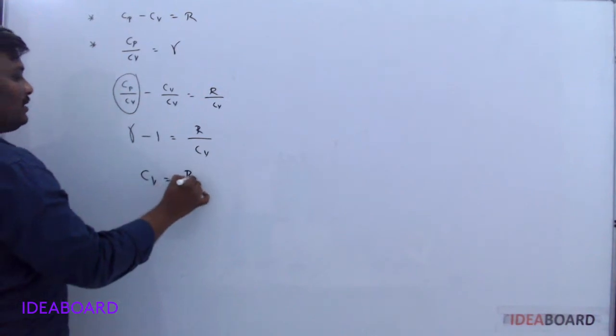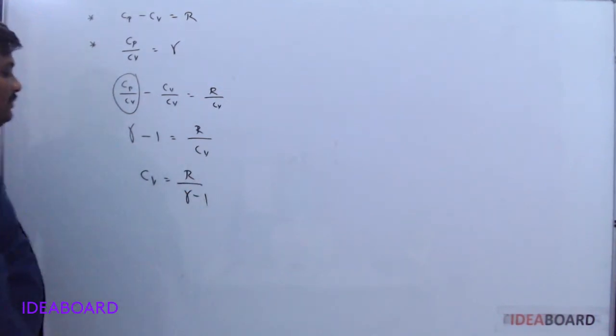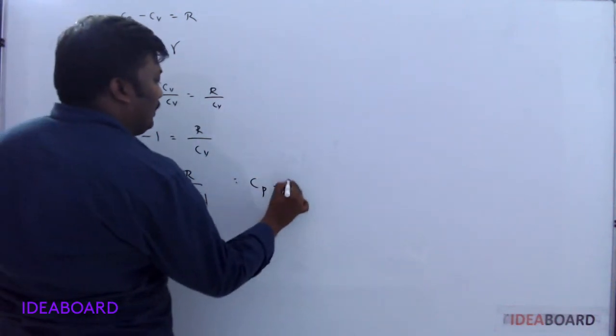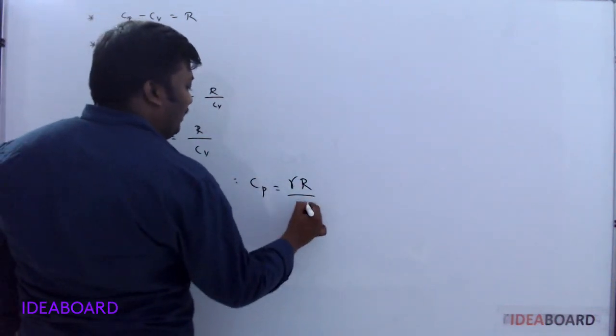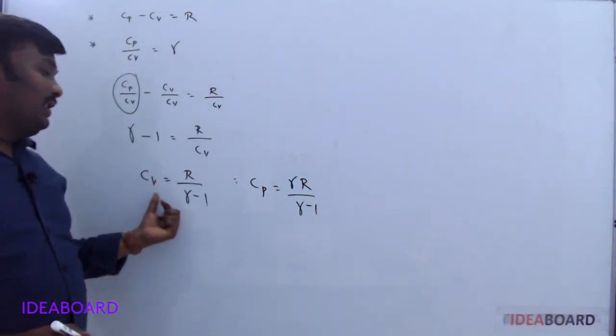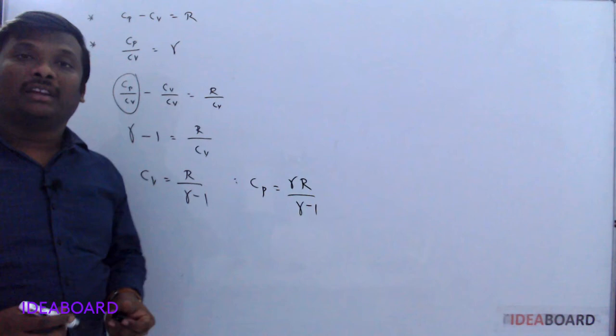Cv value is how much? R by gamma minus 1. This Cv value substitute here. Then the Cp value is gamma R by gamma minus 1. So if they give Cv in terms of gamma, it's very important.